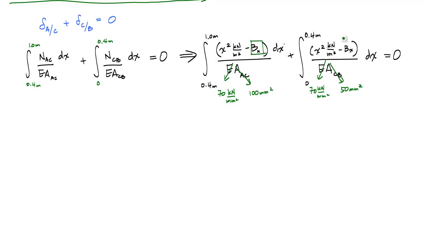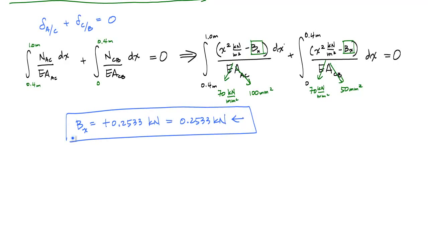This being my only unknown. And what I will get when I do the calculus, and hopefully I didn't make a mistake, is that Bx is equal to, I will get a positive result, 0.2533 kilonewtons right here, which is the same as 0.2533 kilonewtons to the left, because that's how I initially drew Bx, and that positive result means that I have agreement with the way I drew it initially in my big old free body diagram.